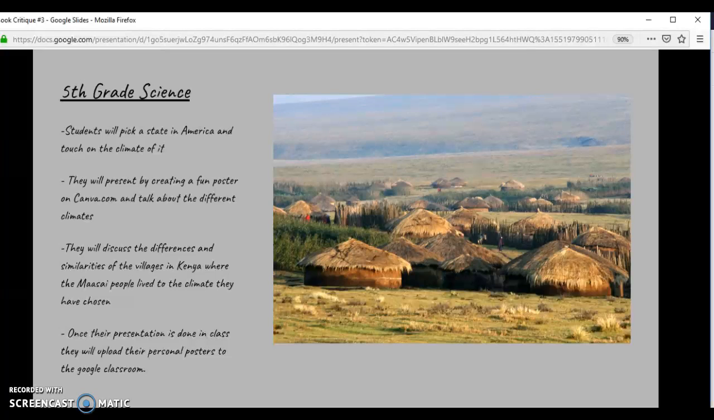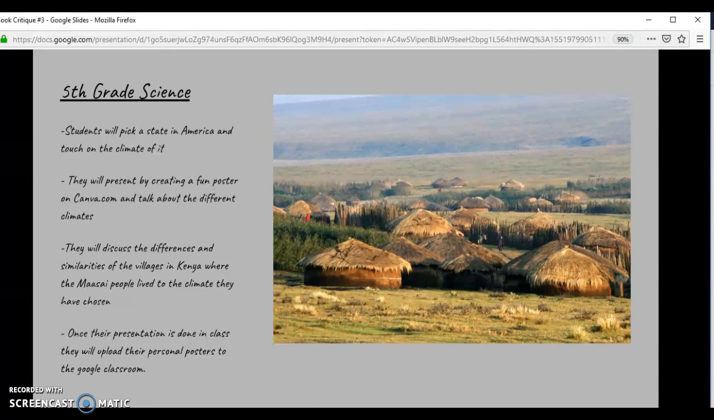They will discuss the differences and similarities of the villages in Kenya where the Maasai people lived and maybe how they live out their daily life compared to how the student lives out their current daily life. Once their presentations are done in class, they will upload their personal posters to the Google Classroom that I have provided for them.